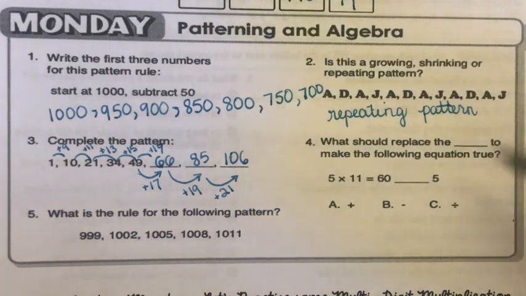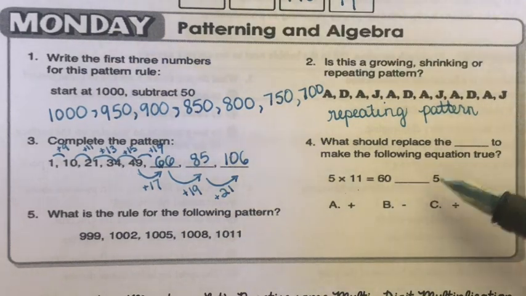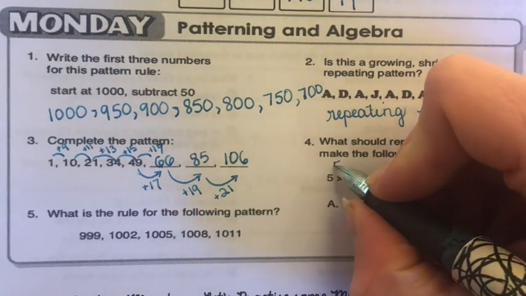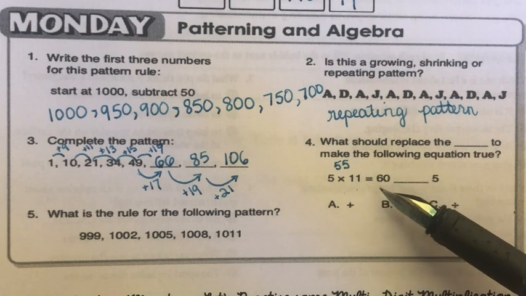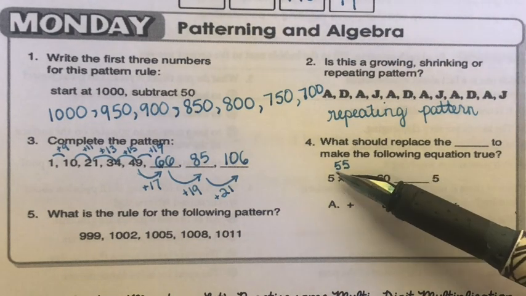Number 4, what would replace the blank to make the following equation true? So the blank line. So 5 times 11 equals 60 something 5. So first we need to find out what 5 times 11 is. 5 times 11 is 55. And what could you do to 60 to make it equal 55?